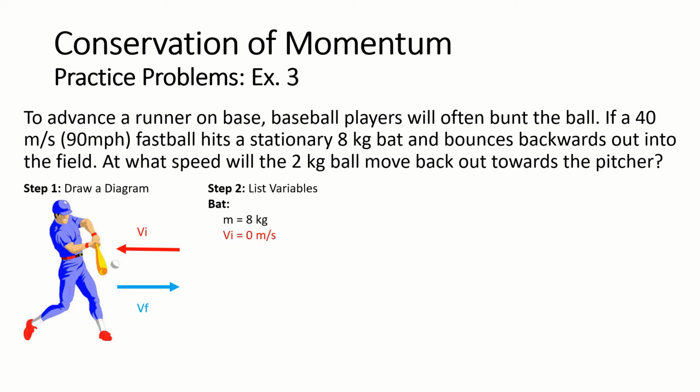The bat had an initial velocity of 0. The bat has a final velocity of 0. The ball hits it, and it doesn't move, right? Let's assume the Incredible Hulk is holding this bat, and it's not going anywhere, as opposed to me, where it would definitely recoil a little bit, right?